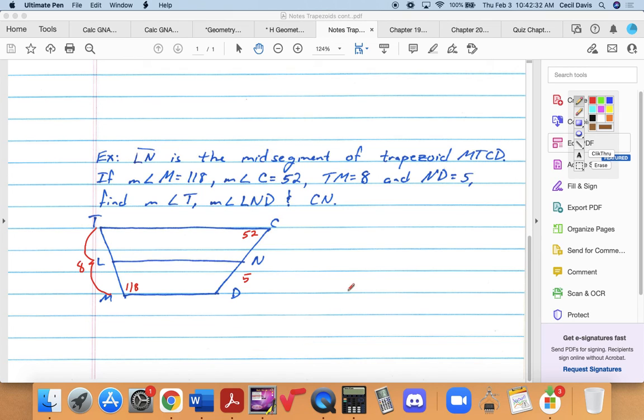So the measure of angle T. What angle is angle T related to? Angle M. So the measure of angle T is just going to be 180 minus 118. So that's 62 degrees.